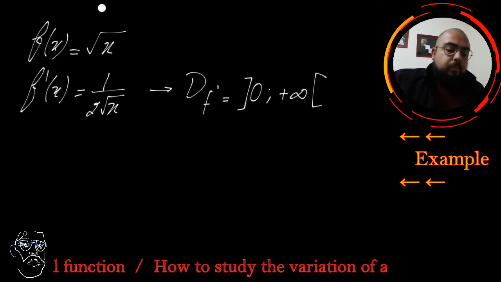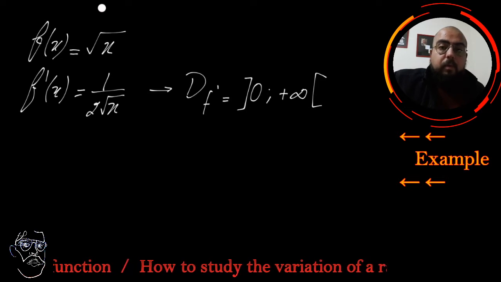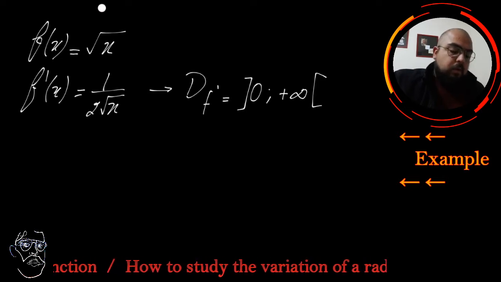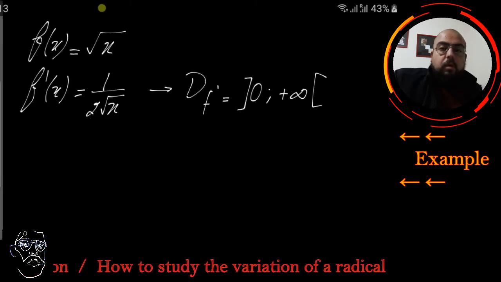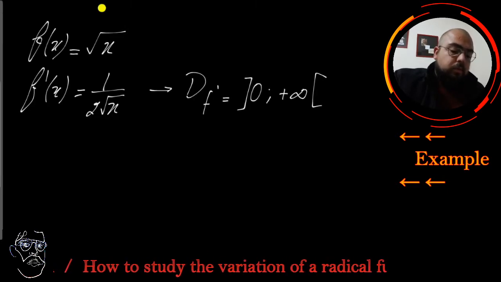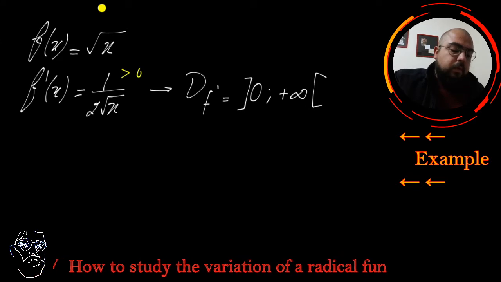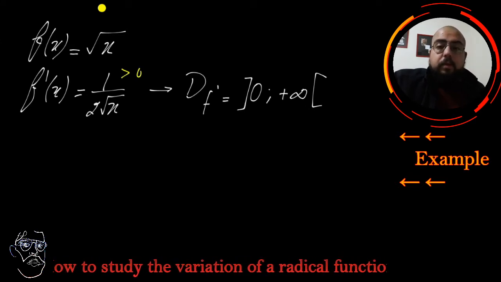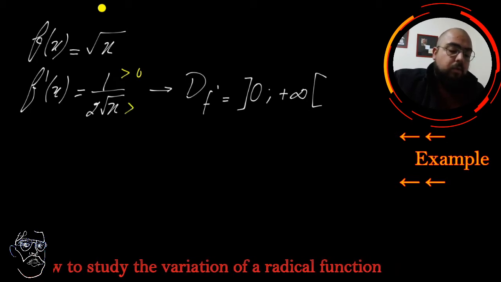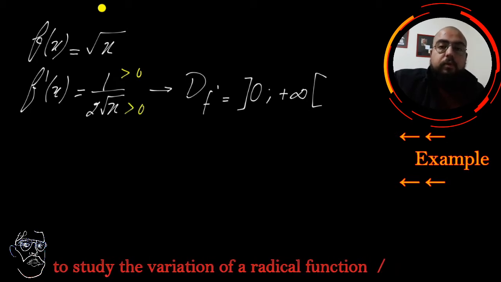Now, what about the sign of f prime of x? We have to check. The numerator is 1, it's positive. The denominator is 2 square root of x. Again, it's positive in the domain. So f prime of x is actually positive.